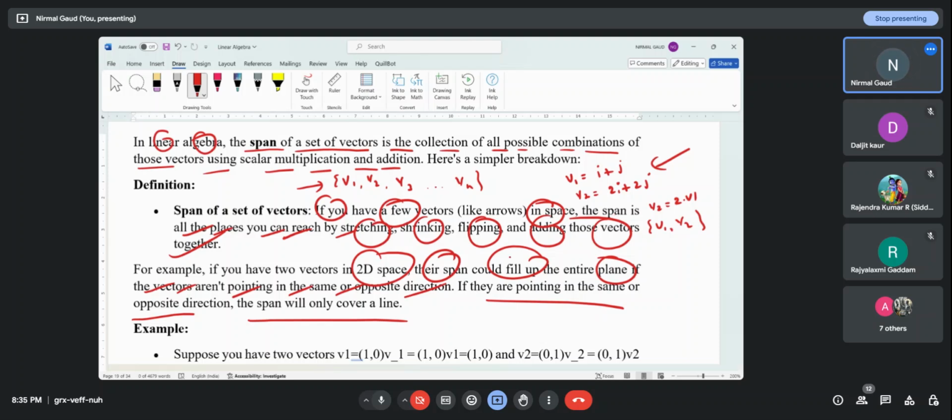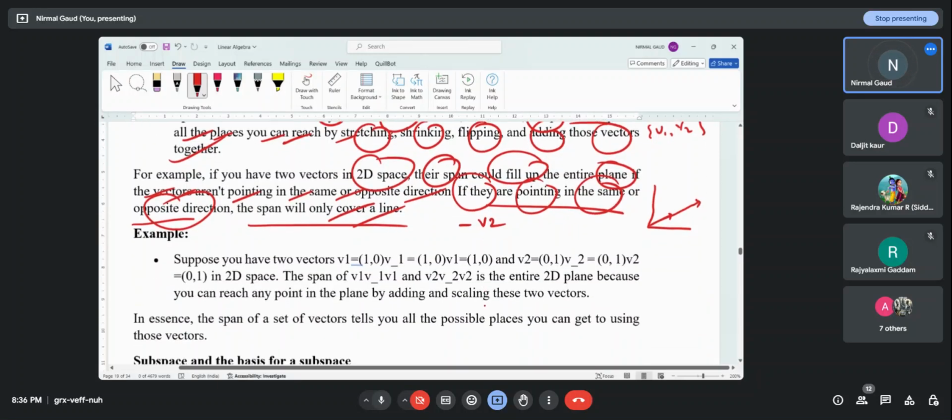So vector v1, vector v2 is double of it. That means it looks like this in a 2D space. This is v1 and this is v2. Obviously, that's what the statement said. If they are pointing in the same or opposite direction, doesn't matter. If they are in opposite direction, still they are a span. So the span will cover a line. So this will be a line. We can have minus v2 also, which will be opposite to v1, twice of it. That will cover a span.